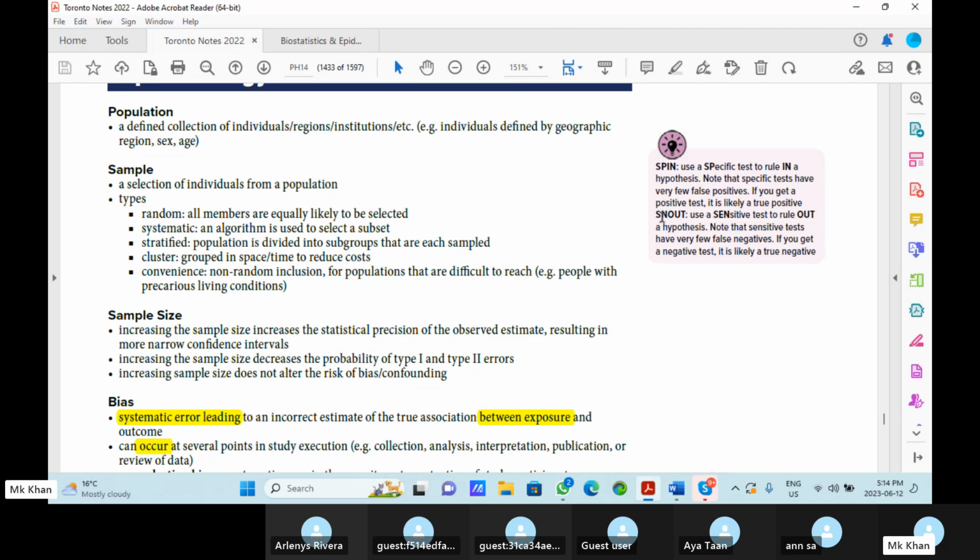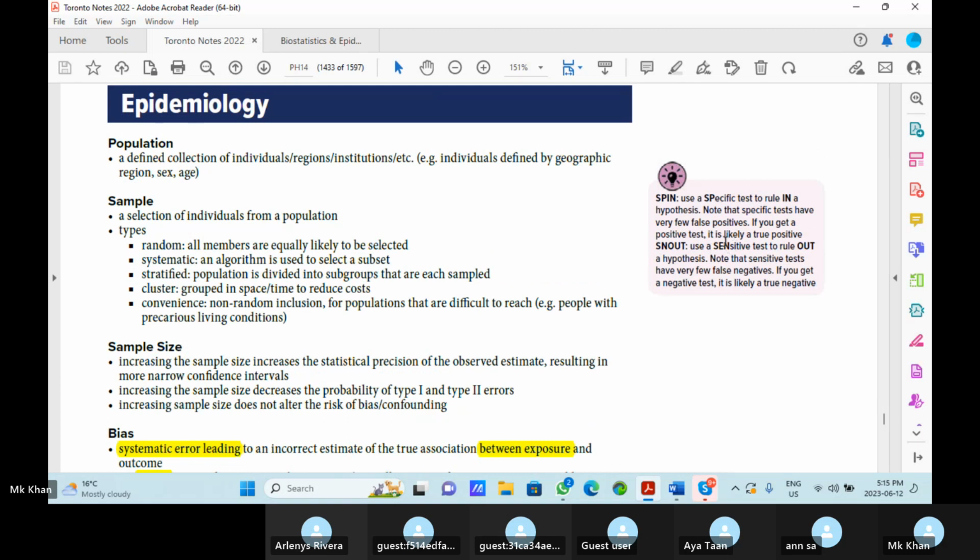So N is like negative. So for sensitivity, if the test is negative, it rules out the disease. So whoever in our sensitive group is negative, it means it's ruling out the disease. So does it make sense? Yeah.